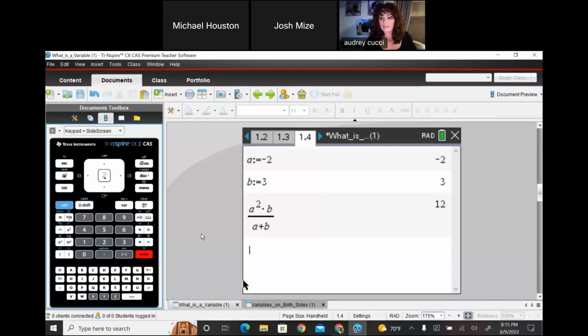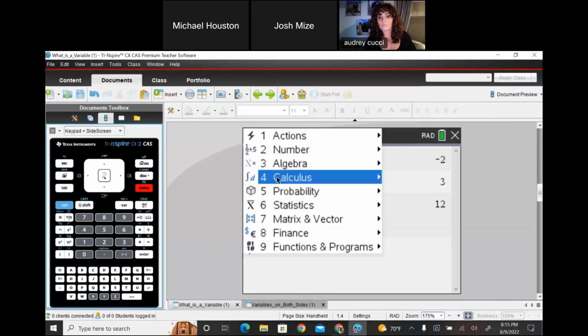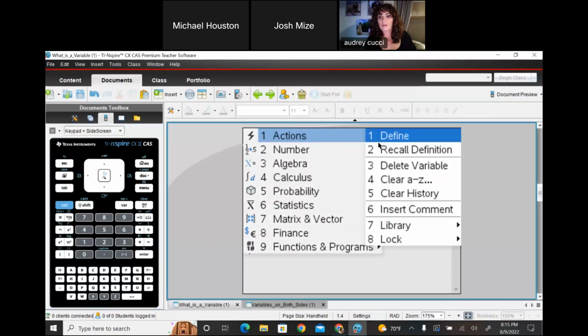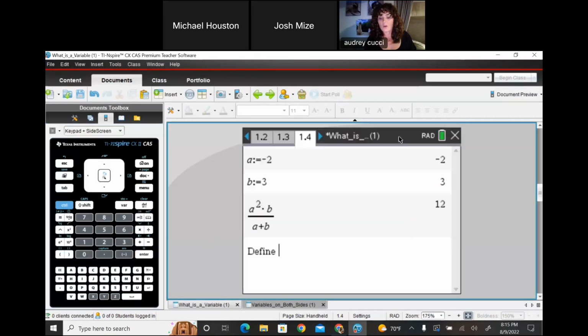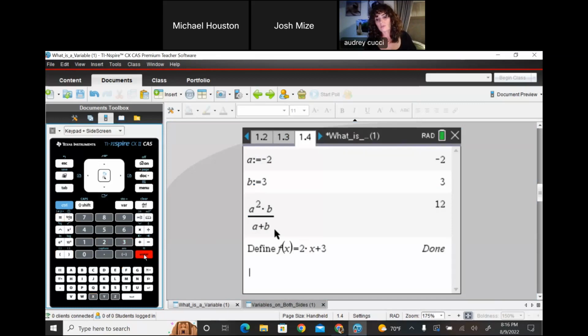All right, so if we're going to define a function, we're going to use the define command in the calculator. We're going to go into our menu, go to actions, and go to define. So let's say I have a function f of x. I'm going to type in f of x equals, and I'm going to tell it what my function was, 2x plus 3. I'm going to hit enter. So now my calculator is reading that f of x as the function 2x plus 3.